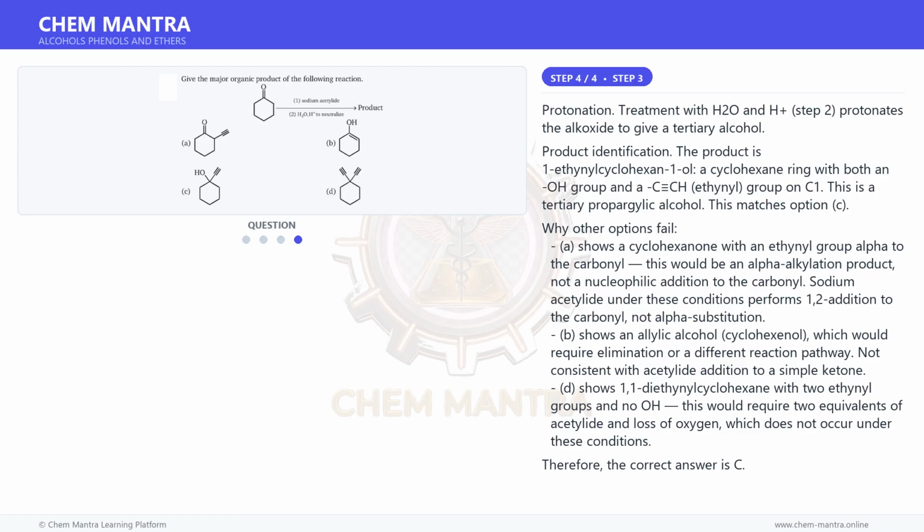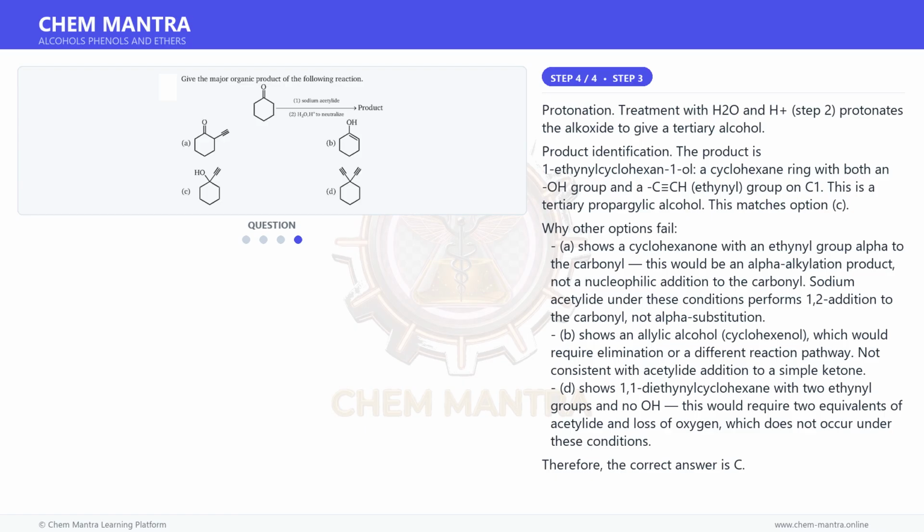A. Shows a cyclohexanone with an ethynyl group alpha to the carbonyl. This would be an alpha-alkylation product, not a nucleophilic addition to the carbonyl. Sodium acetylide under these conditions performs 1,2-addition to the carbonyl, not alpha substitution.